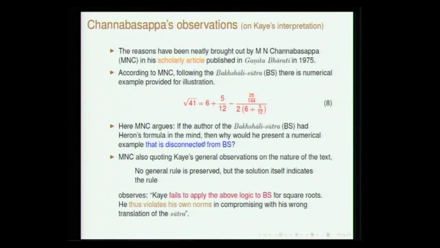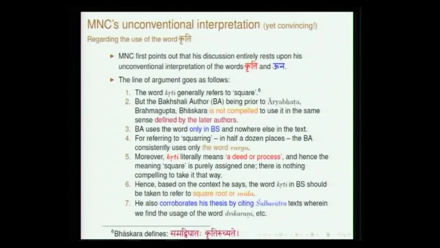So this is the first objection. Nobody is going to give an illustration which is completely disconnected from the sutra stated before. He also says that no general rule is preserved, but the solution itself indicates the rule. This is an observation made by Kaye, and Channabasappa says that this violates his own observation. Okay, fine.